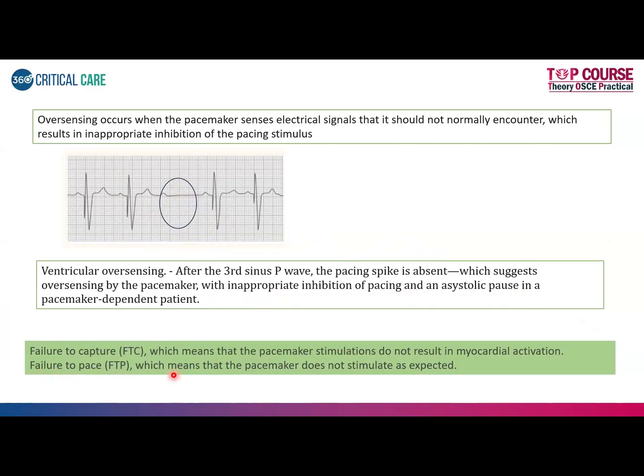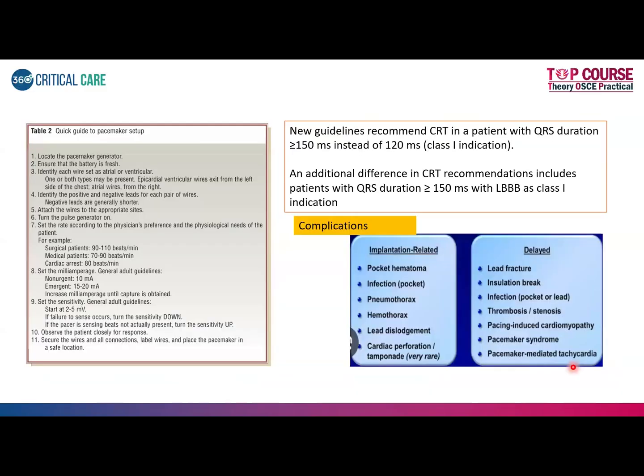So failure to capture, there the pacemaker stimulation does not result in myocardial activation, and failure to pace, that is, the pacemaker does not stimulate as expected. So how are we going to do this pacemaker setup? Locate the generator, see if the battery is working or not. Each wire needs to be identified, which has to go in the atrium and which has to go in the ventricle.